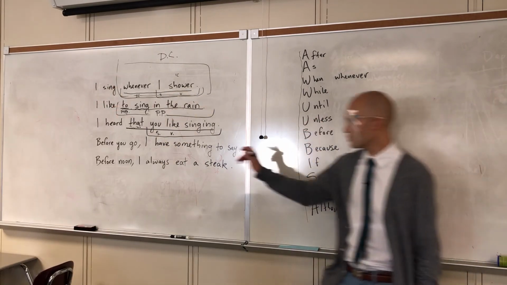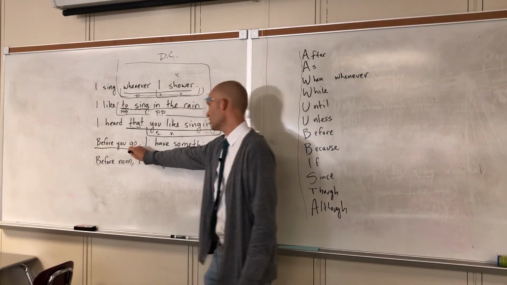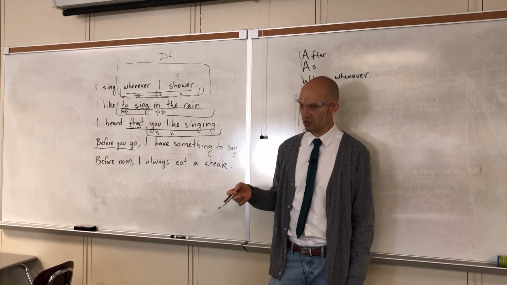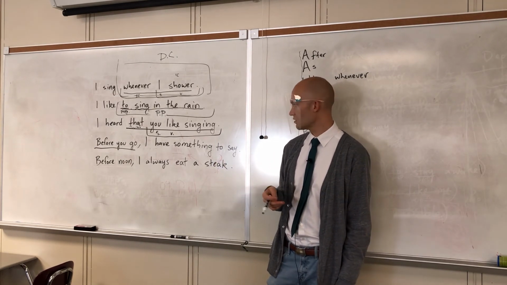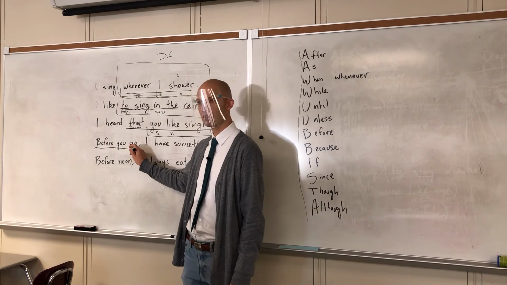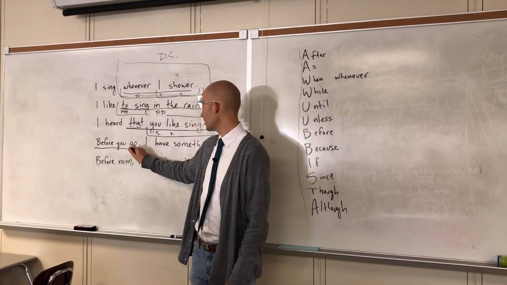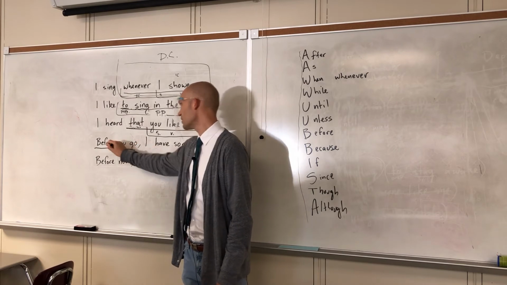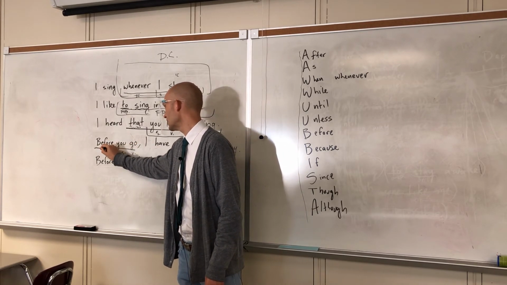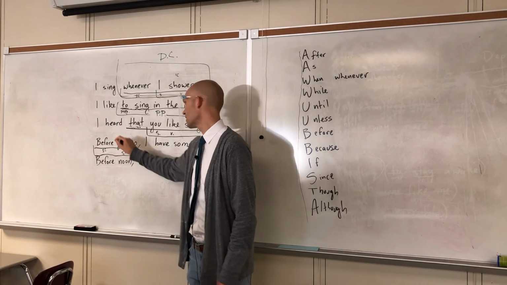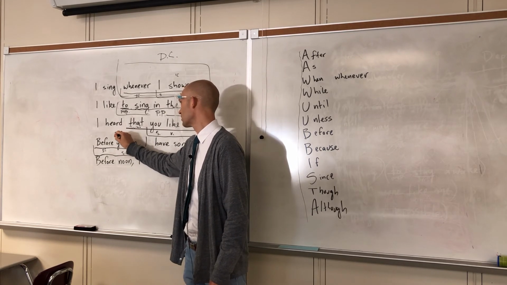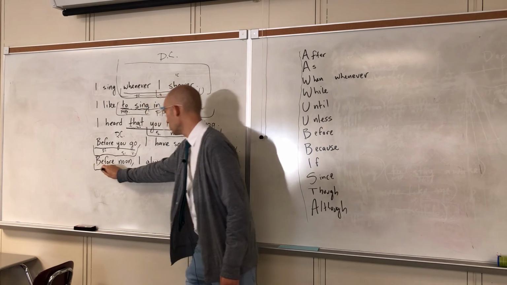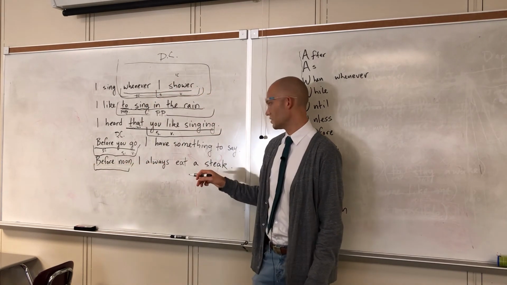Okay, then this one. So this is in bold. Before you go, I have something to say. What is that? An independent clause, a dependent clause, or something else? Just this part? So you got a verb, you got a subject. It would make sense by itself, but then you have this word in front of it, SC. Yeah, that is a perfect dependent clause. Okay, great. What's this? Before noon, I always eat a steak. What's that one?